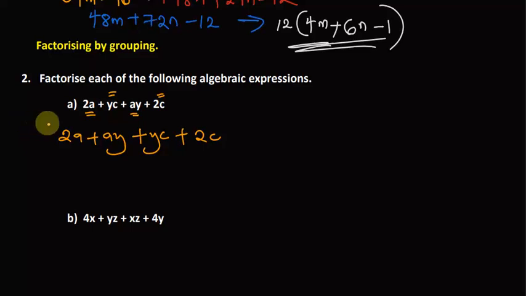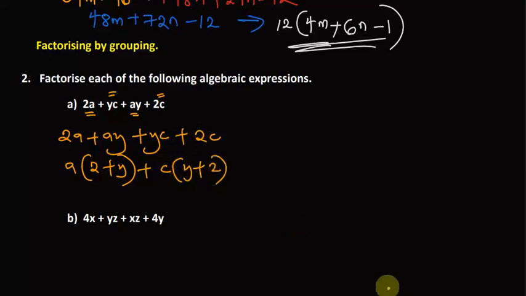So in the first part, a is common. So I put a into bracket, 2 plus y is remaining that way. Then plus the second part, c is common. So c into bracket, y remains outside, plus 2 that way.